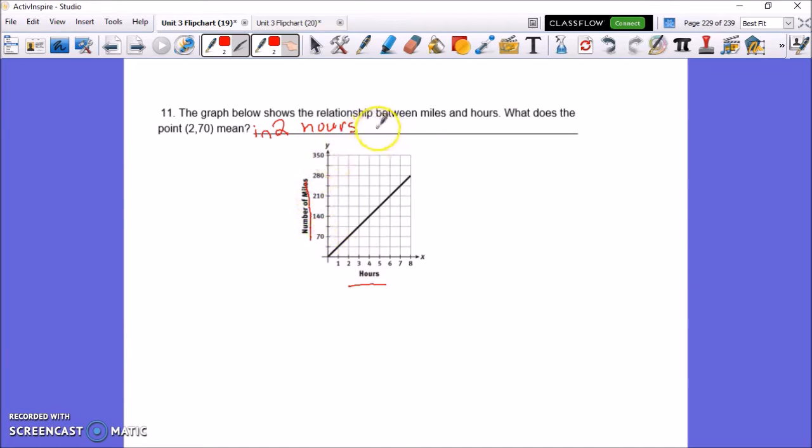We go 70 miles. Or you could say we go 70 miles in 2 hours, or it takes 2 hours to go 70 miles. Anything like that would be accepted.